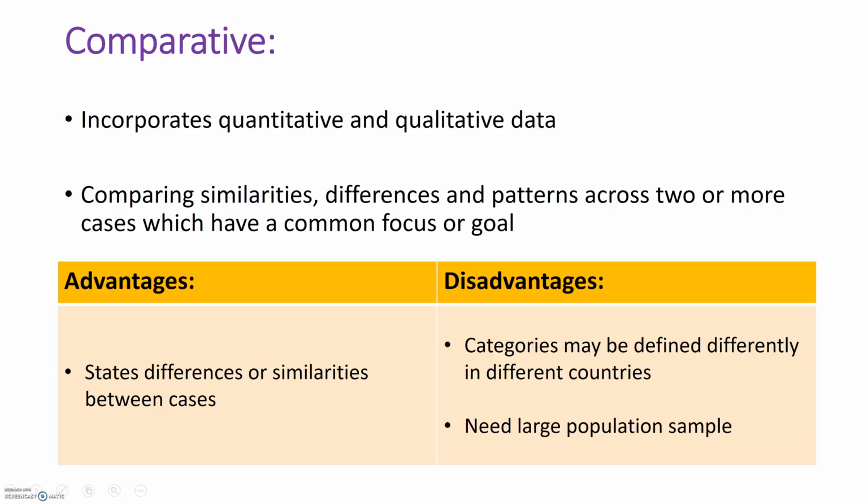So the advantages of this are that it clearly states the differences or similarities between the cases. However, the disadvantages are that the categories may be defined differently in some countries. So, for example, different countries may have a different definition for body composition, and you also then need a large population sample to make sure that it works out well.